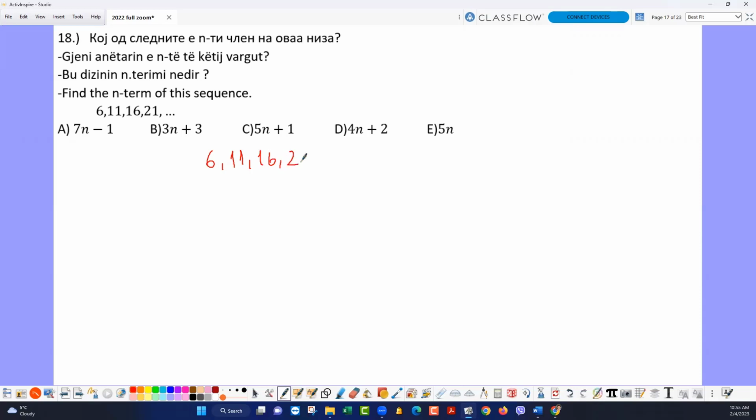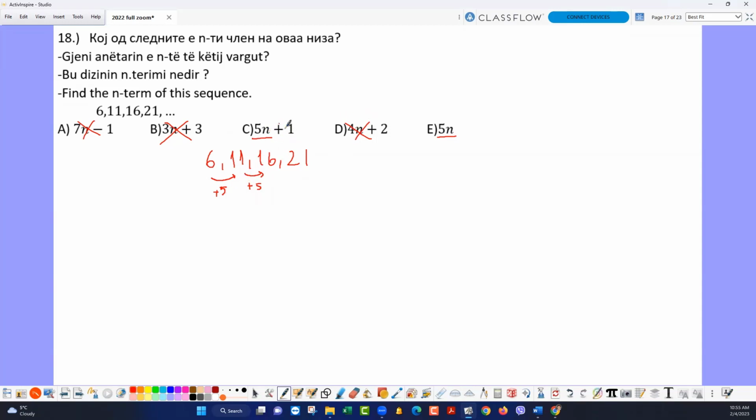Now 6, 11, 16, and 21. Firstly, we don't have a lot of time, that's why I'm going to solve this question quickly with this method. Let's say 6 to 11, what is the difference? Plus 5. So 11 to 16 is plus 5, which means your sequence general term should start with 5n. So these are directly eliminated. Since this is plus 5, it should be 5n.